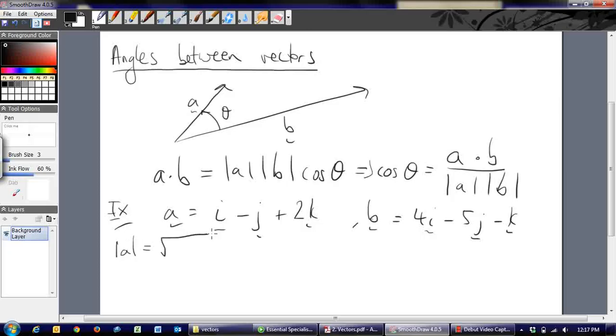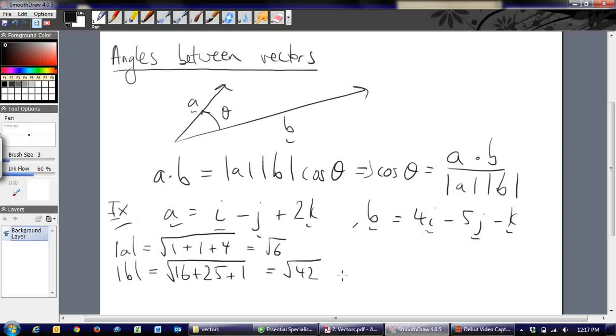So magnitude of A will be equal to square root of 1 plus 1 plus 4, coming from this. So that's equal to the square root of 6. The magnitude of B is equal to the square root of 16 plus 25 plus 1. So what's that? 25 plus 16 is 41, 42. So root 42. Can that be simplified? No.